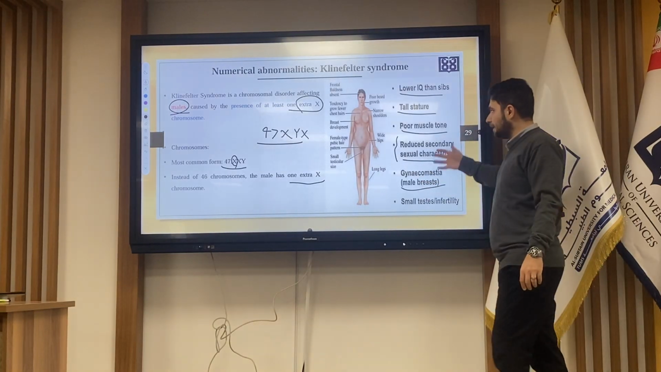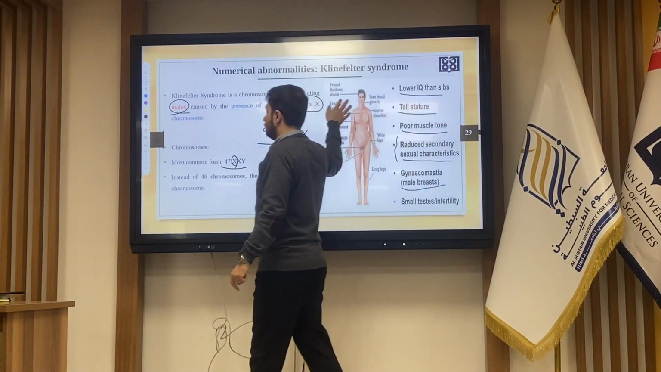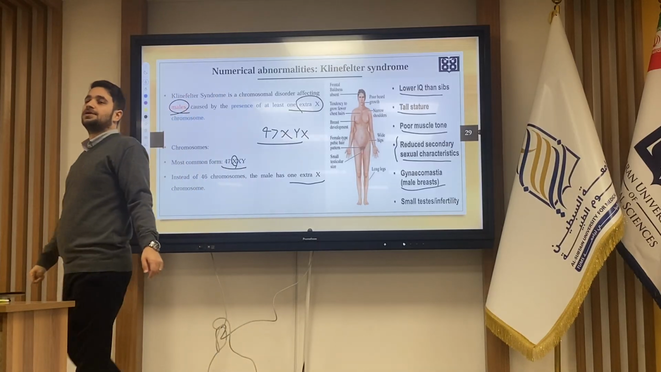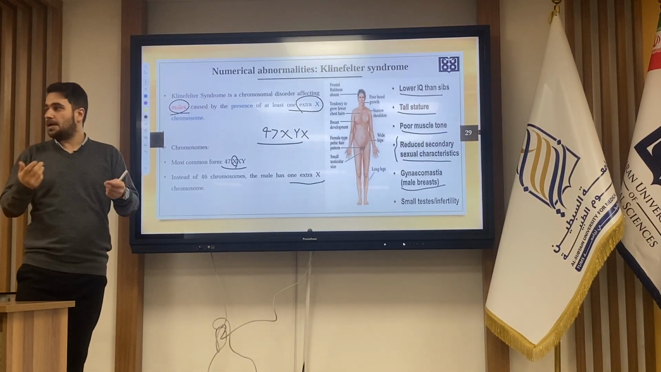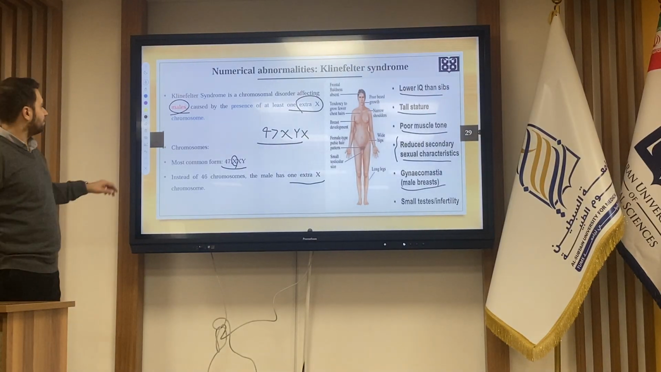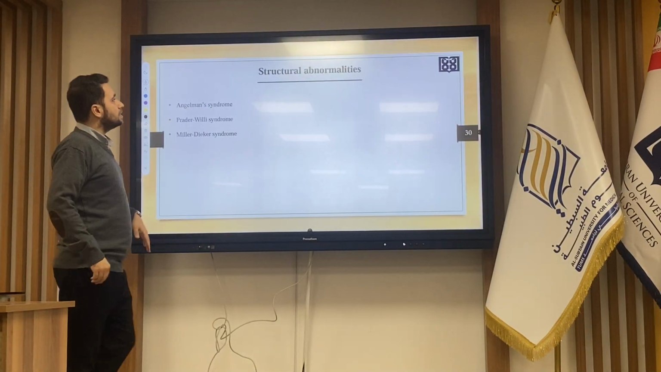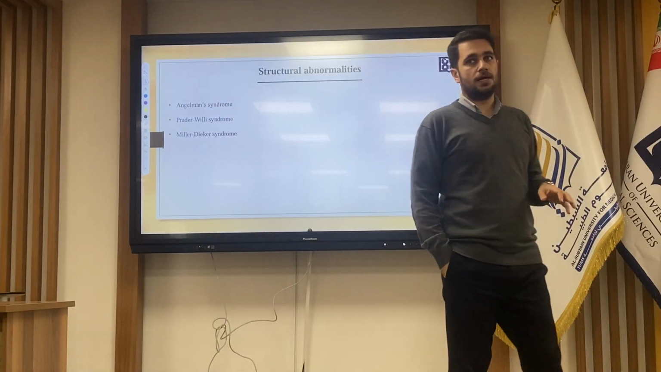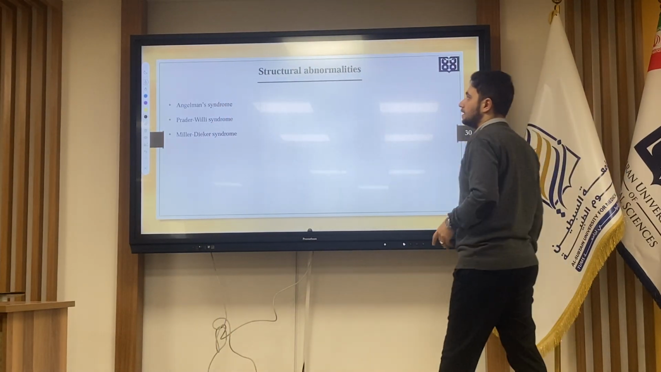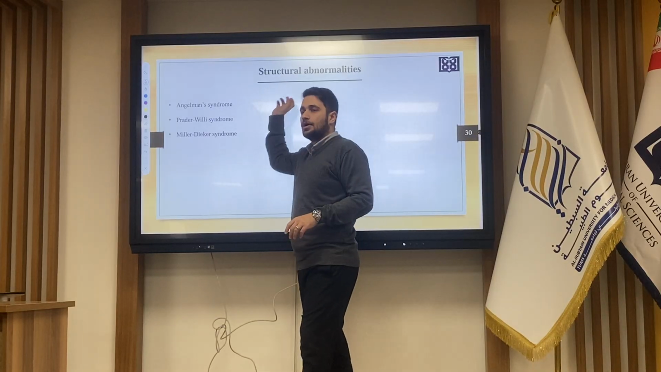So you are seeing, and lots of them have infertility. It means that they cannot make babies. Okay? They have infertility. These are the three numerical abnormalities in the chromosomes. After that, we have structural abnormalities.